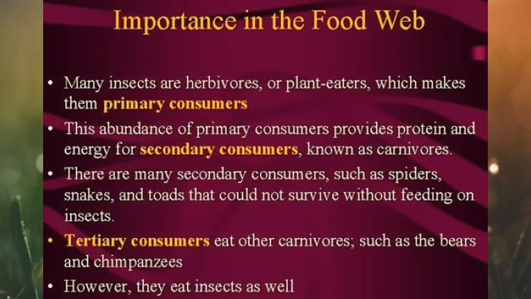Importance in the food web. Many insects are herbivores or plant eaters, which makes them primary consumers. This abundance of primary consumers provides protein and energy for secondary consumers, known as carnivores. There are many secondary consumers, such as spiders, snakes, and toads, that could not survive without feeding on insects. Tertiary consumers eat other carnivores, such as the bear and chimpanzees. However, they eat insects as well.